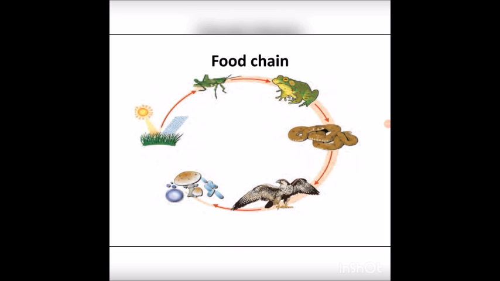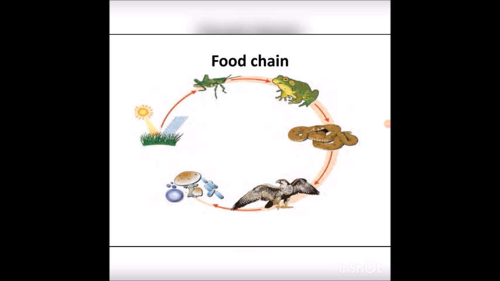Then snake. Snake is dependent on the frog for its food. So now snake will be at the second level of carnivores, which means the snake gets its food from the frog, and the frog gets its food from the grasshopper. Now again there is a picture of an eagle. This eagle is dependent upon the snake for food. So this shows that this bird is at the topmost level of the carnivores.